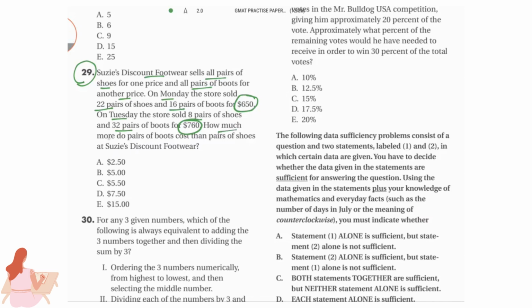So the question is, how much more does a pair of boots cost than a pair of shoes at Susie's Discount Footwear? So we need to find out the price of the two, and then figure out by how much the price of one is greater. One approach to this question is to set up two equations, and then eliminate. We'll have two equations, and there are two unknowns, the price of boots and the price of shoes. So we will eliminate one variable and then solve for the other.